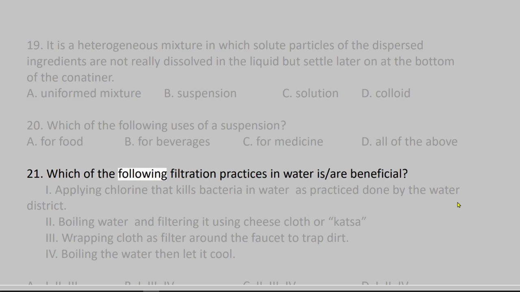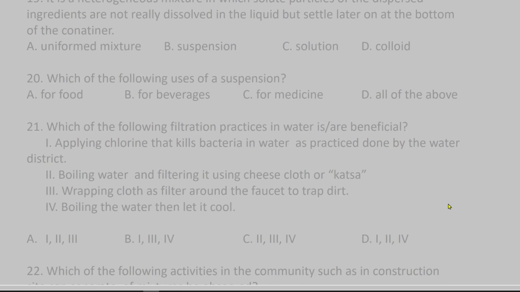21. Which of the following filtration practices in water are beneficial? 1. Applying chlorine that kills bacteria in water as practiced by the water district. 2. Boiling water and filtering it using cheesecloth or katsa. 3. Wrapping cloth as filter around the faucet to trap dirt. 4. Boiling the water then let it cool. A. 1, 2, 3. B. 1, 3, 4. C. 2, 3, 4. D. 1, 2, 4.